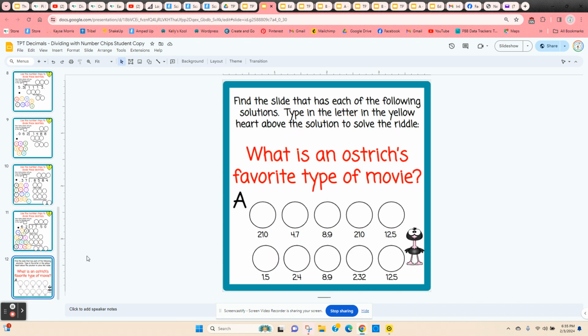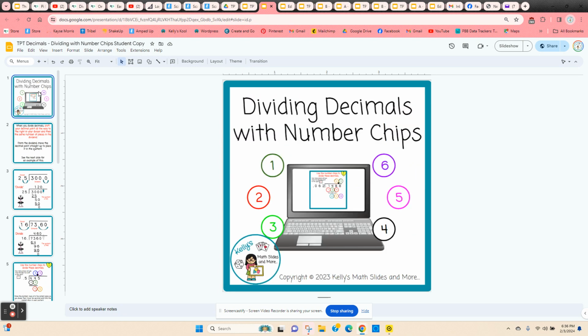And they get to that final slide. What is an ostrich's favorite type of movie? So here are all of the answers they should have from the previous slides. They're just going to scroll back through. Once they find each of these answers, they're going to type the letter that's in the yellow heart above its answer. And that should solve the riddle if they've done it correctly. What is an ostrich's favorite type of movie? So this is a digital lesson, dividing decimals with number chips.